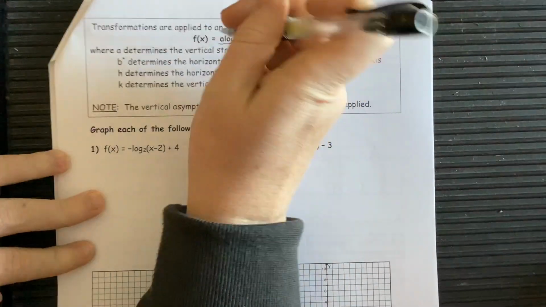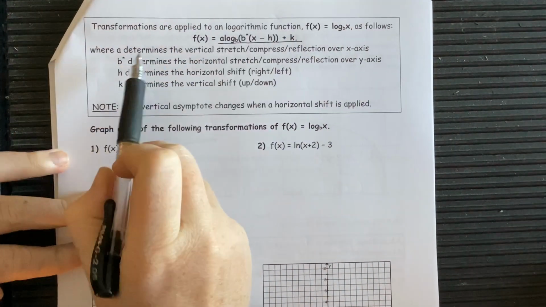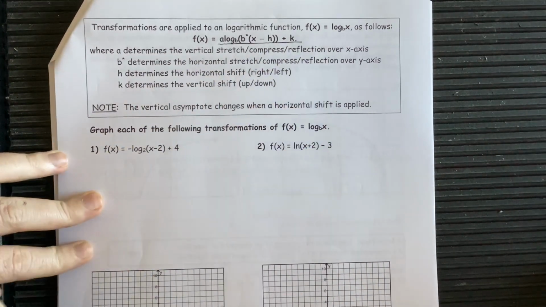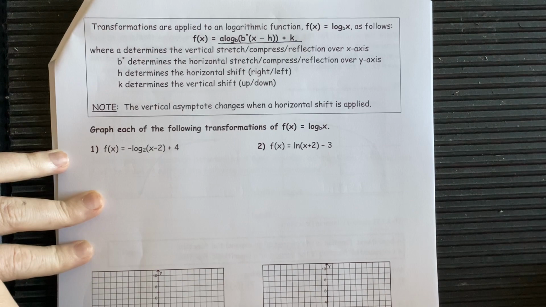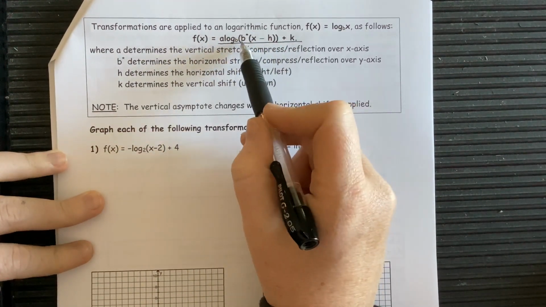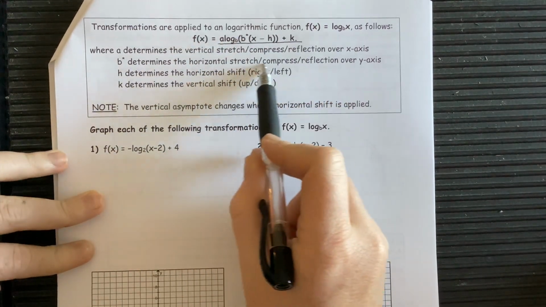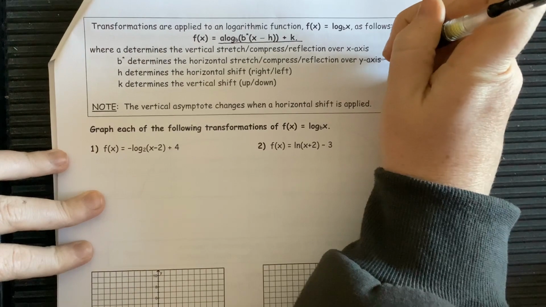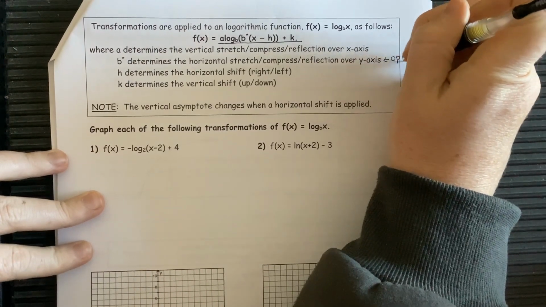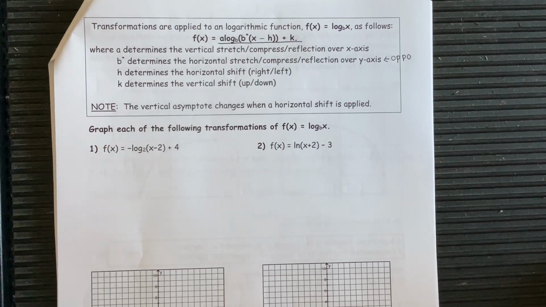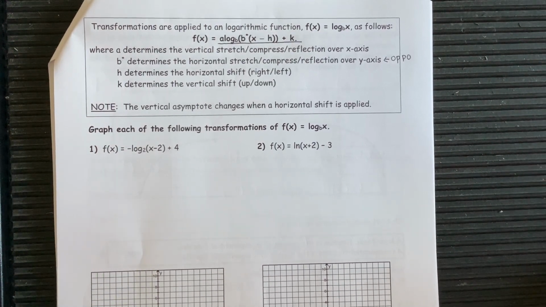So remember your A value out here in front, that's always going to tell you vertical stretch compressions. If it's negative, that's when you get your reflection over the x-axis. Then inside the parentheses, in your argument, B tells you when you have horizontal stretches and compressions or reflections over the x-axis. Remember, when you do this one, you always think opposite. So if you have like a 2 in there, that's really a horizontal compression by 2, not a horizontal stretch.